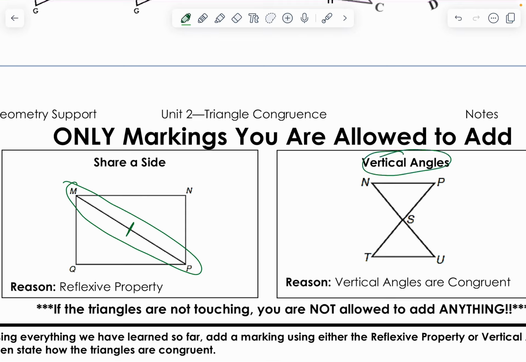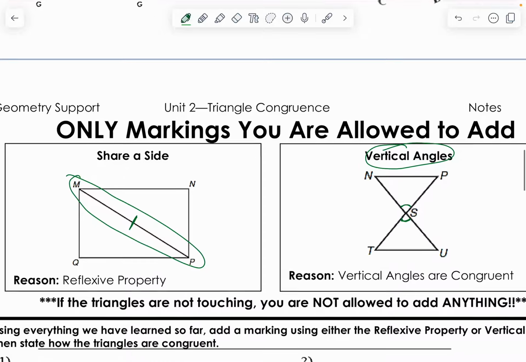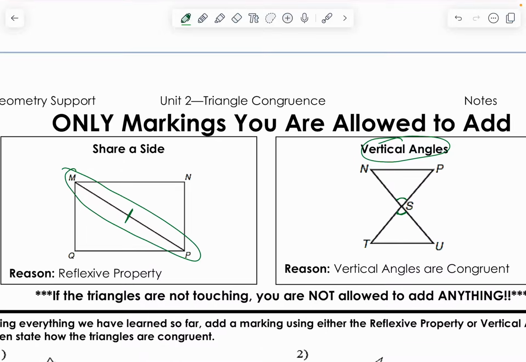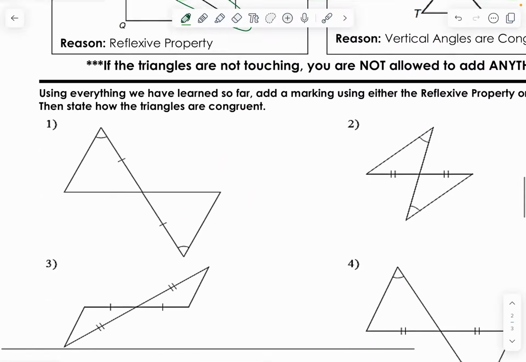Vertical angles won't always be marked. But we know by now vertical angles are congruent. You won't see them marked though. Those are the only times we can add markings to a picture. If nothing else is marked on the triangle and we can't add any markings, we cannot make the assumption that the two triangles are congruent. We can only work with things that are marked.